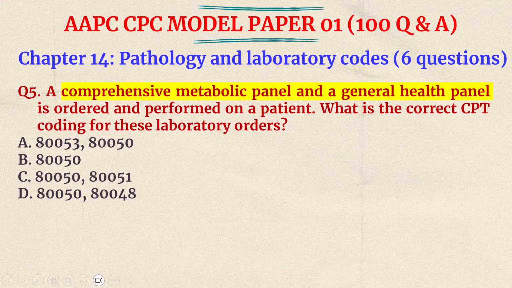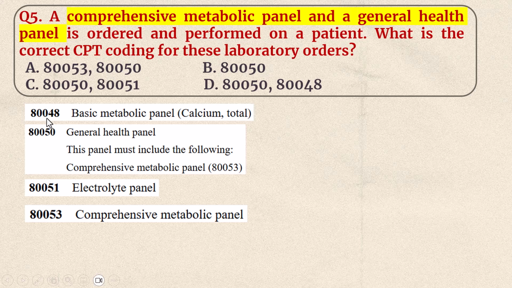When you see the answer, all the codes are adjacent codes. You can see 80,053, 50, 51 and 48. So you can use the elimination method. So directly go to the code and find the answer. When you go to the code, you can see 80,048, that is metabolic panel, calcium total. So in our case, comprehensive metabolic panel and general health panel.